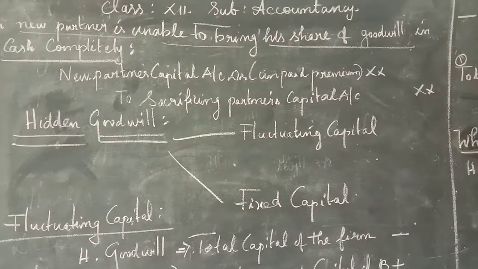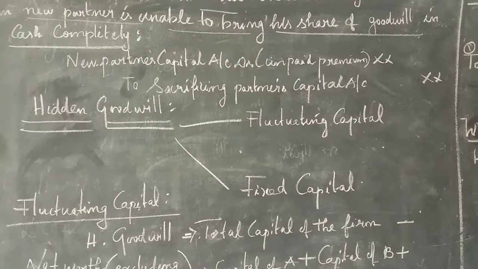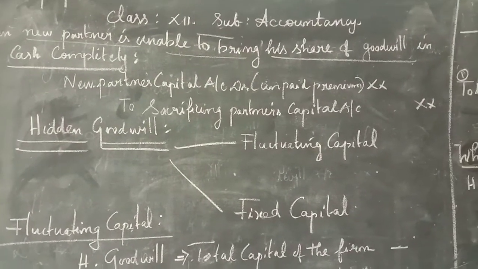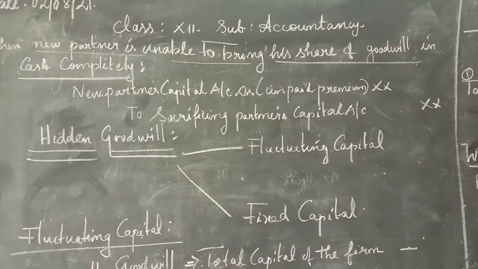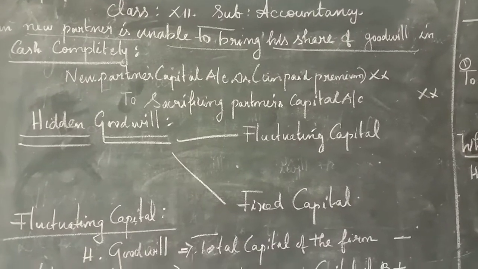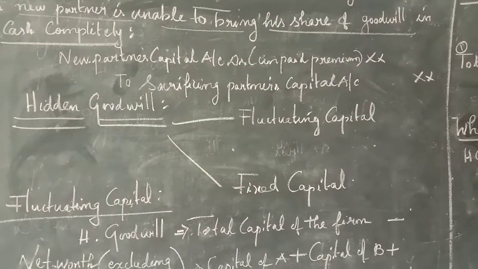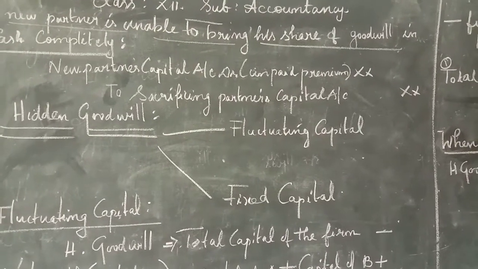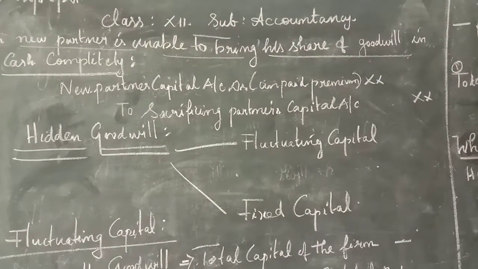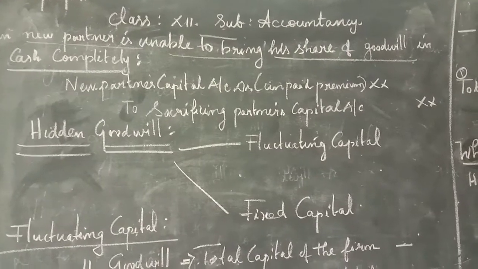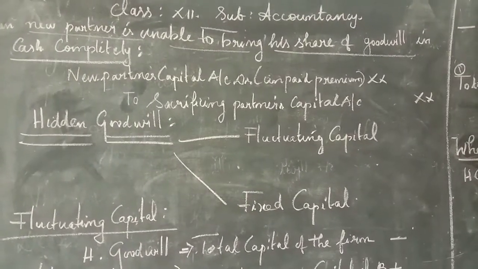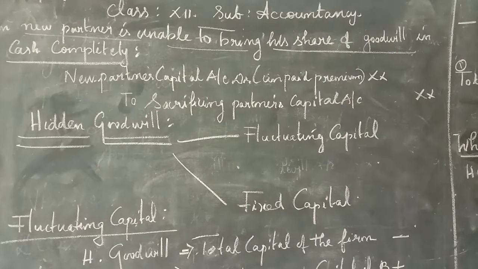So next we are going to see another treatment for premium for goodwill. That is, when the new partner is unable to bring his share of goodwill in cash completely. In the first case, he is not able to bring only part of his share of goodwill, only a certain percentage, that is 30% or 20%.